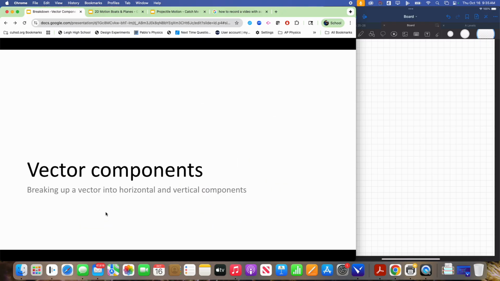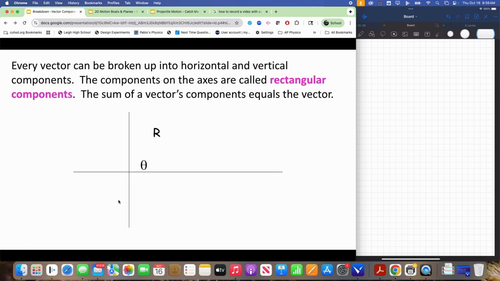So what does it mean when we're breaking up a vector into its horizontal and vertical components? Every vector can be broken into a horizontal and vertical component. These components on the axes are called rectangular components, and the sum of a vector's components equals the vector. So basically, in math class, I'm going to write over here on the iPad screen.